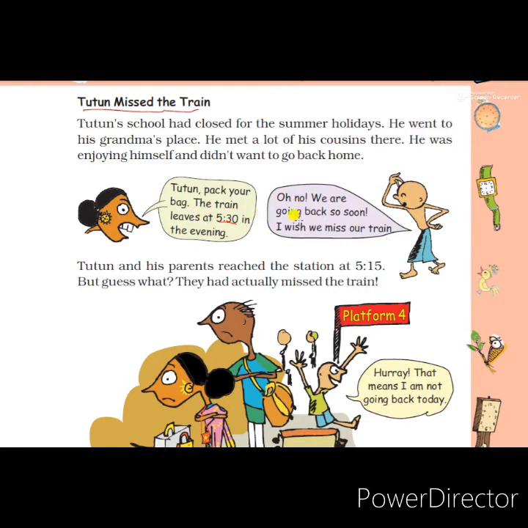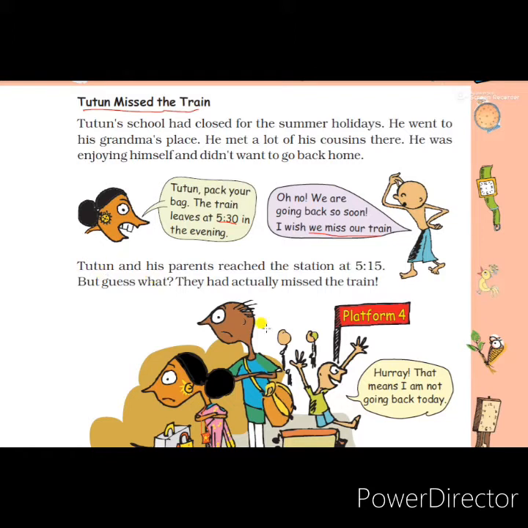Oh no, we are going back too soon. I wish we miss our train. What did Tutun suddenly say? He doesn't want to go back to his home because he wants to enjoy more days with his cousins. So he said, oh, we are going today. I don't want to go today. I wish our train will miss today.